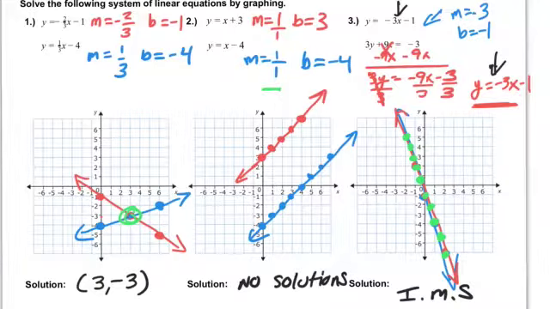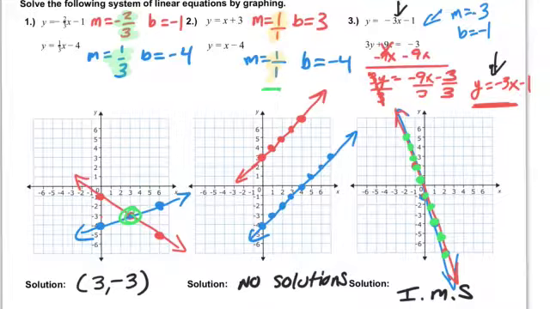So I'm going to scroll down here. And before I do that, let's quickly talk about this. The biggest indicator here is going to be our slope. If you notice in number 1, the slopes were different. We had a slope of negative 2/3, and we had a slope of 1/3. Anytime the slopes are different, we are going to get one solution. For number 2, we made a note of it. Our slopes were actually the same, and our y-intercepts were different. So if the slopes are the same and the y-intercepts are different, that's when those lines are going to be parallel, and we're not going to have any solutions.